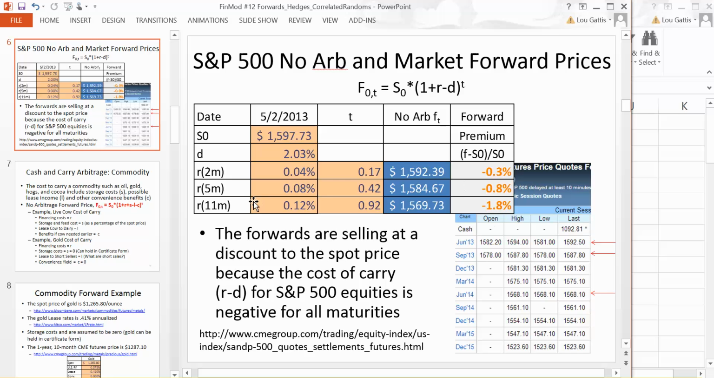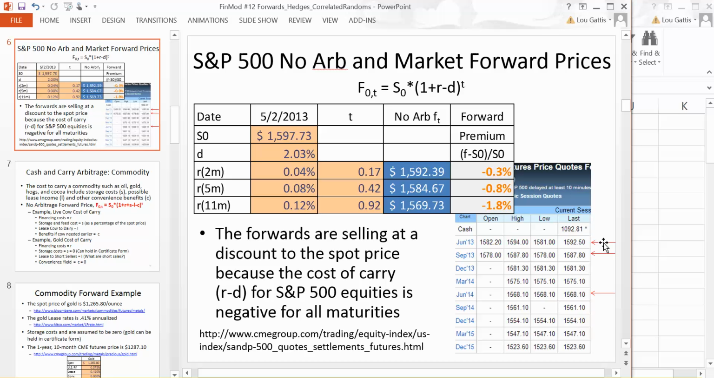If I repeated that for 5 months, spot price times 1 plus the interest rate minus the dividend yield to the T power, I get 1584. And then for 11 months, I get 1569. So you can see the forward prices are selling at significant discounts to the spot.